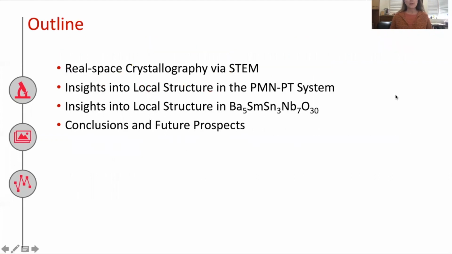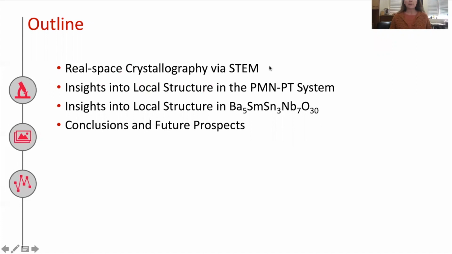What I'm going to talk about today is really focusing on what we and other people in the microscopy community have been doing to advance what we call real space crystallography. And hopefully I'll show you some of the advantages of this approach to understanding crystallography and how it can complement other scattering techniques that we're used to using to probe crystal structure.